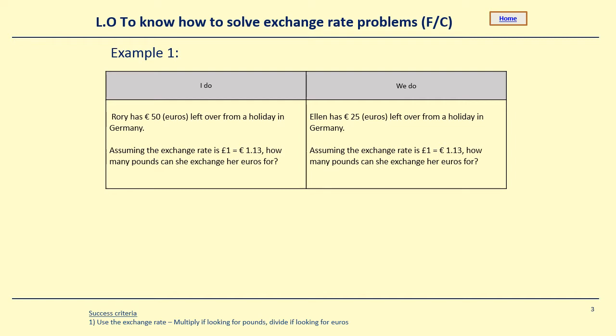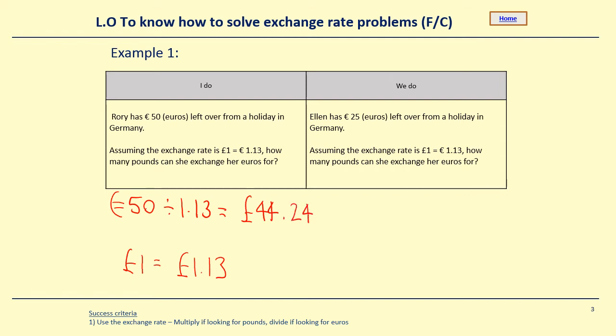So the exchange rate is £1 equals €1.13. Okay? We know Rory has 50 euros. So to work out the pounds, I'm going to do 50 euros divided by 1.13, and that will tell me the amount of pounds I will have. So 50 divided by 1.13 gives me £44 and 24p.